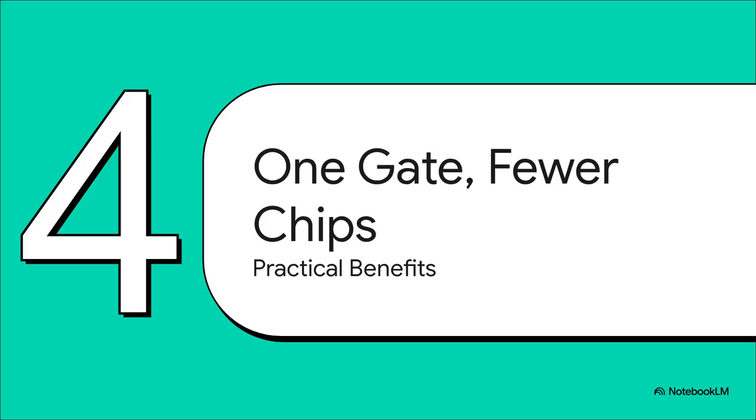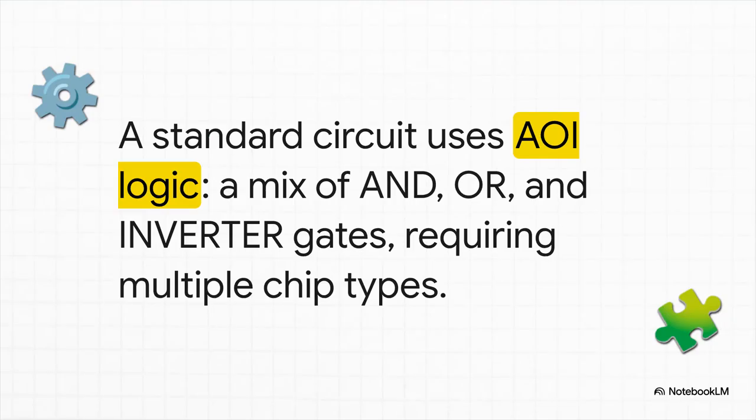So, you might be thinking, okay, that's a cool logic puzzle, but why does it actually matter? Well, this isn't just a neat party trick. This idea of universality has a massive real-world payoff. It's all about making things simpler and more efficient. So let's imagine a pretty typical circuit, something that uses our original AOI logic. It needs a few NOT gates, a couple of ANDs, and maybe an OR gate to do its job.